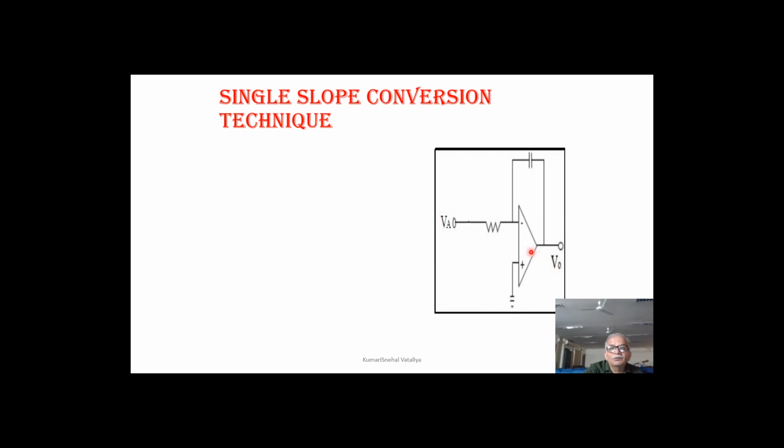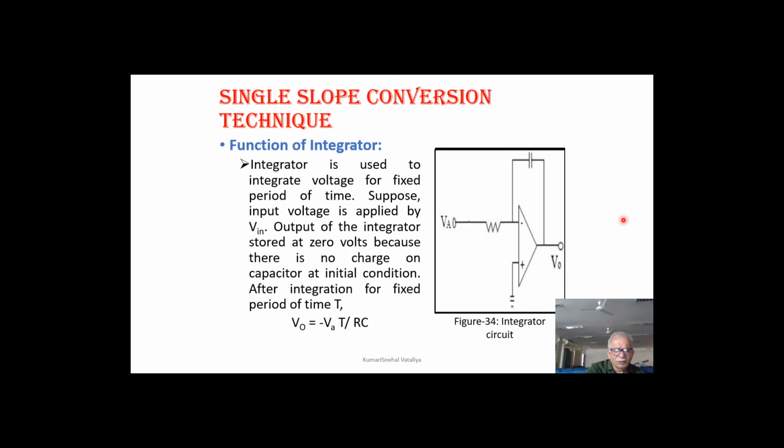Now this is an op amp with the plus terminal grounded, and you are giving an input at the negative terminal through a resistor and a capacitor. So the capacitor is the feedback path. So depending upon the RC time constant you get the output. Slowly varying output is an exponential charging function generator. The integrator is used to integrate the voltage for a fixed period of time. Suppose input voltage VA is applied to V in. The output of the integrator starts at 0 volts because there is no charge on the capacitor at the initial condition.